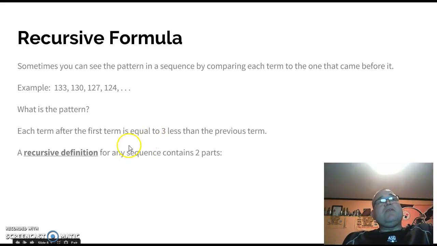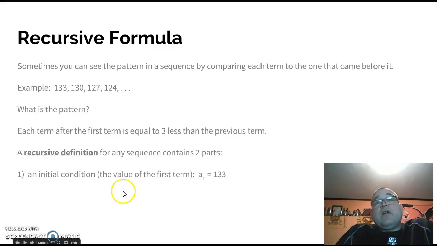And a recursive definition contains 2 parts. An initial condition, the value of the first term. We got to know where to start at. Well, we know that the first term of the sequence is going to be 133. Always that's going to be given to us.